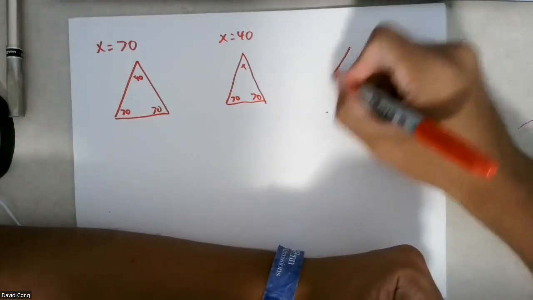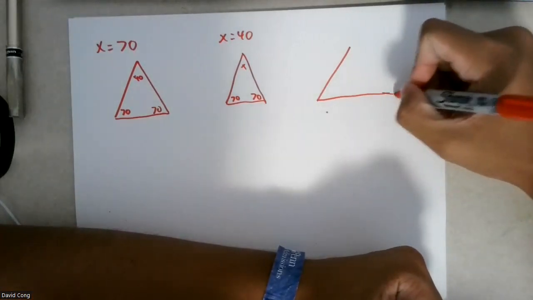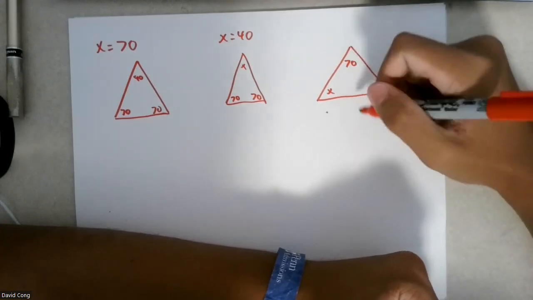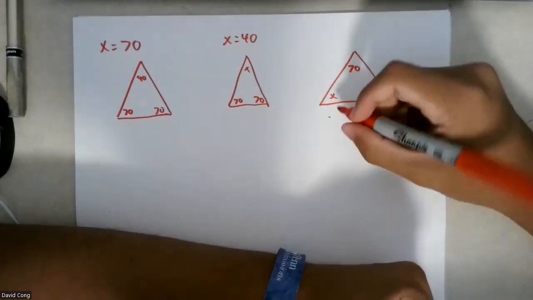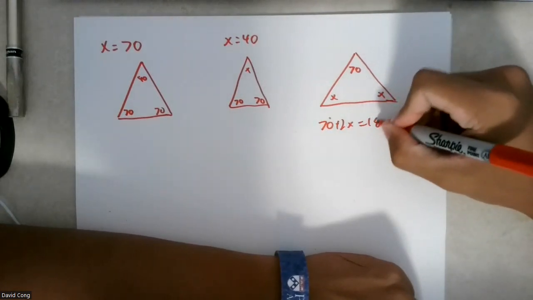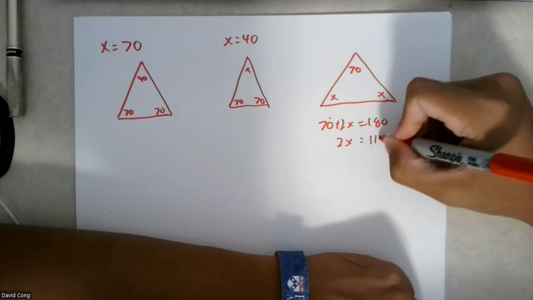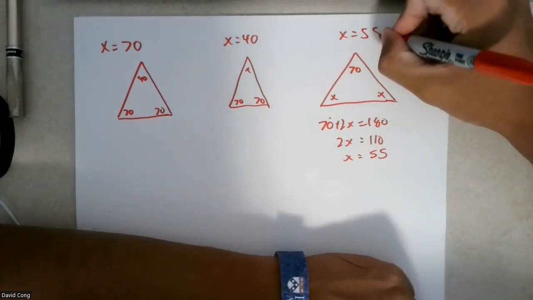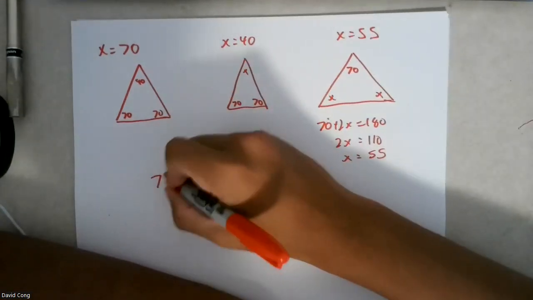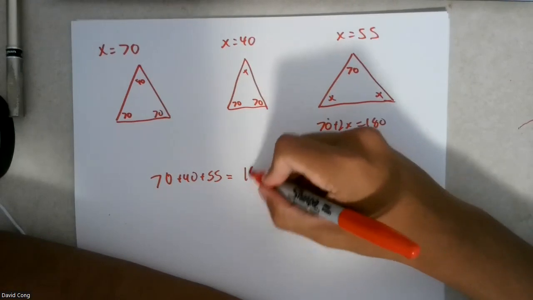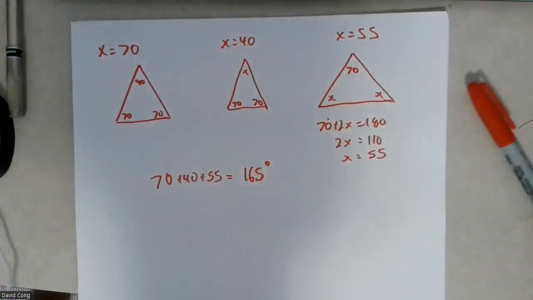But there's one more case. Instead of having one x, we can have two x's. Once again, the sum of the angles in the triangle equals 180. So you get 70 plus 2x equals 180, 2x equals 110, x equals 55. We sum these together: 70 plus 40 plus 55 equals 165 degrees.